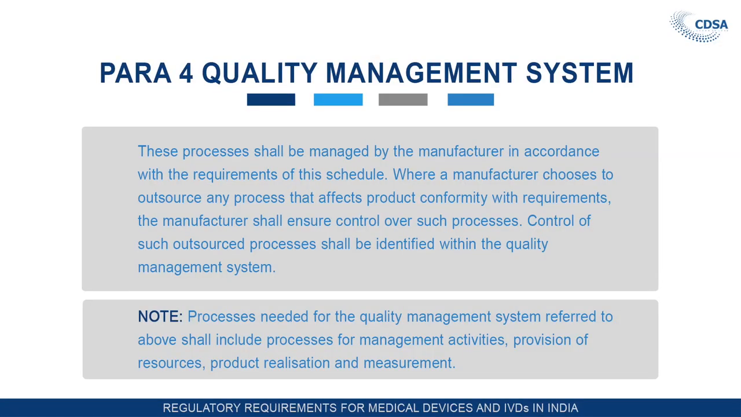These processes shall be managed by the manufacturer in accordance with the requirements of the schedule. Where a manufacturer chooses to outsource any process that affects product conformity with requirements, the manufacturer shall ensure control over such processes. Control of such outsourced processes shall be identified within the quality management system. Notice that processes needed for the quality management system referred to above shall include processes of management activities, provision of resources, product realization and measurement.